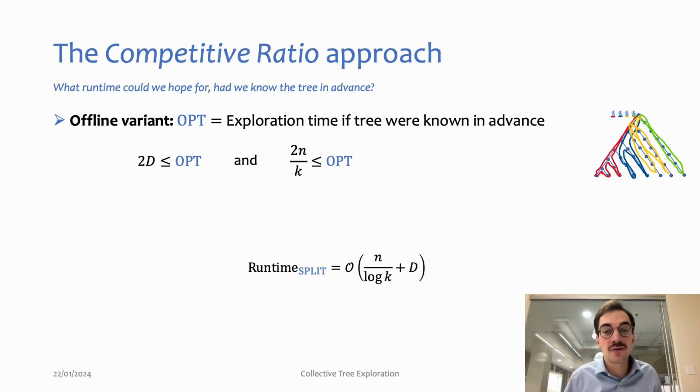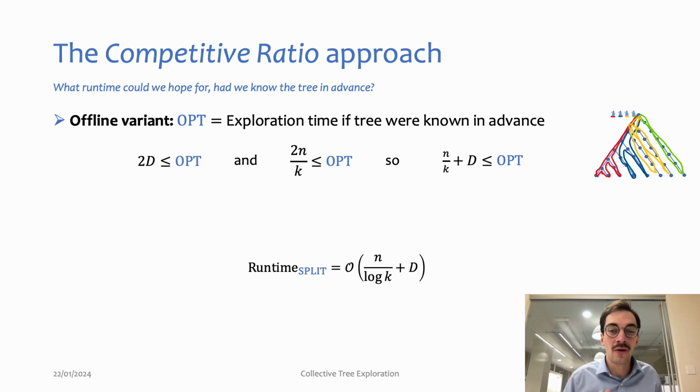This time is also at least 2n divided by k, because at each round, at most k edges are explored, and all edges must be explored once in each direction, since the robots must meet at the root again. This means that OPT is greater than the average of those 2 quantities, and actually this is the right order of magnitude. OPT is roughly equal to this quantity.